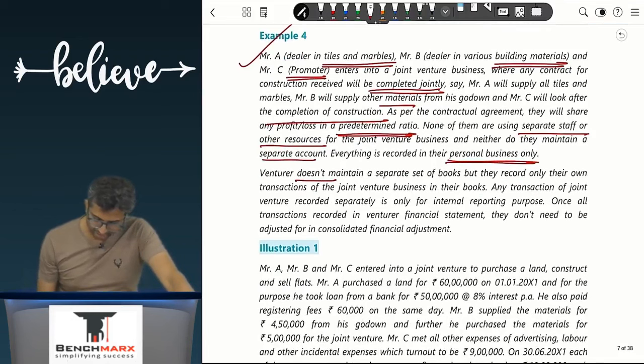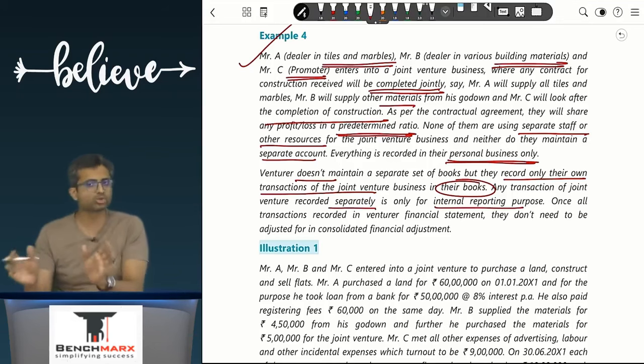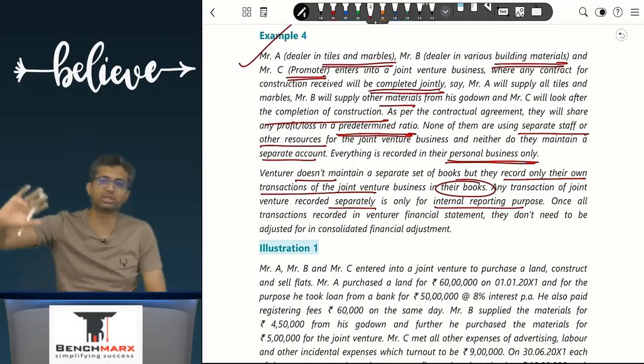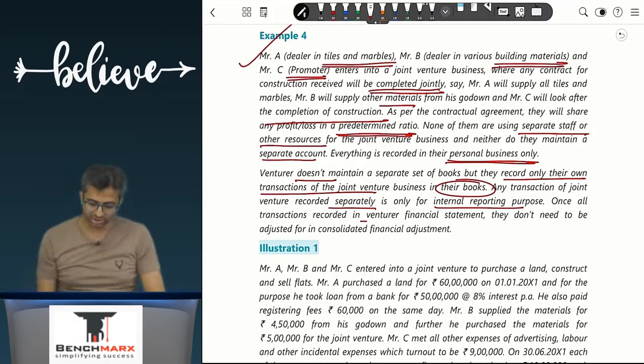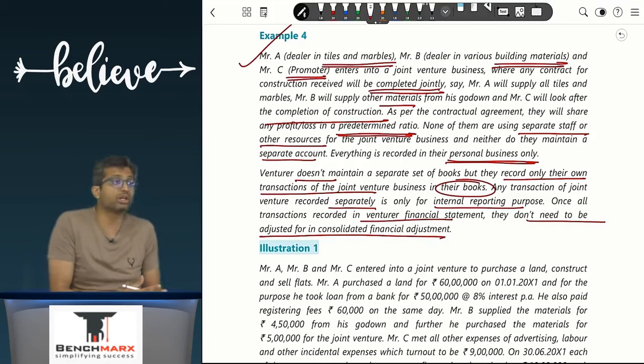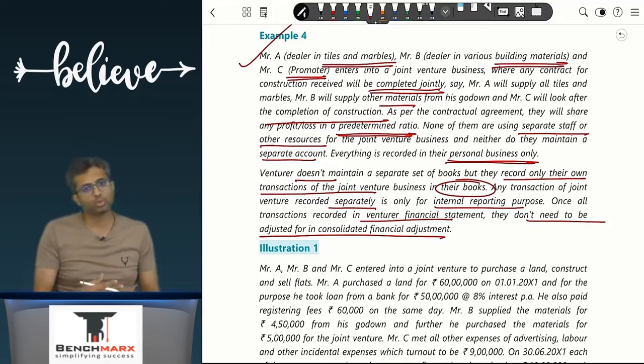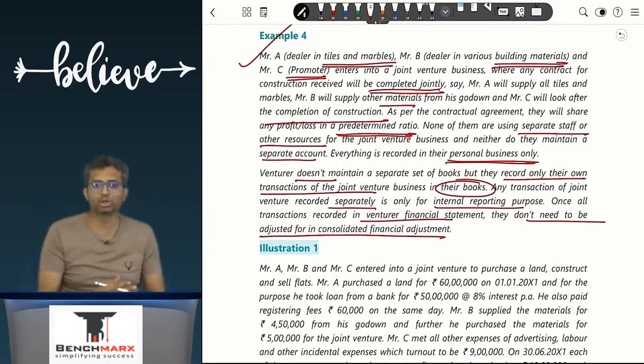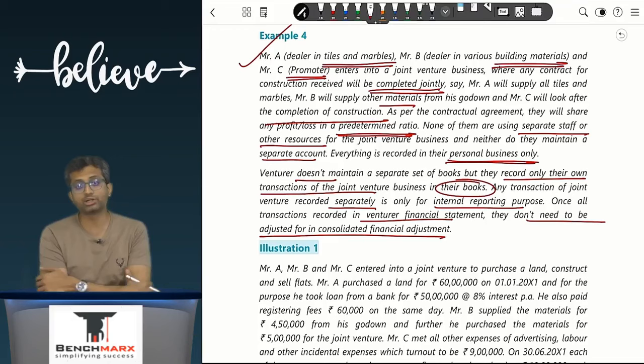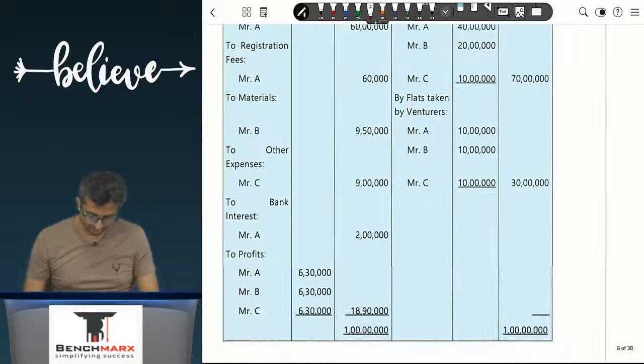Venturers do not maintain a separate set of books, but they record their own transactions of the joint venture business in their books. Any transaction of the joint venture recorded separately is only for internal reporting. So, like, hum jo joint venture account banate the, that is only for internal reporting. I don't have to submit a tax return or anything for that joint venture. Once all transactions are recorded in the venturer's statement, they don't need to be adjusted for in the consolidated statements. We had mentioned that in jointly controlled assets and jointly controlled operations, once all items are recorded in the individual accounts, automatically they will come in CFS. I don't need a separate adjustment. Sir, but we are preparing consolidated P&L. That must be for internal purposes. Yes? Okay, illustration 1 we are done.